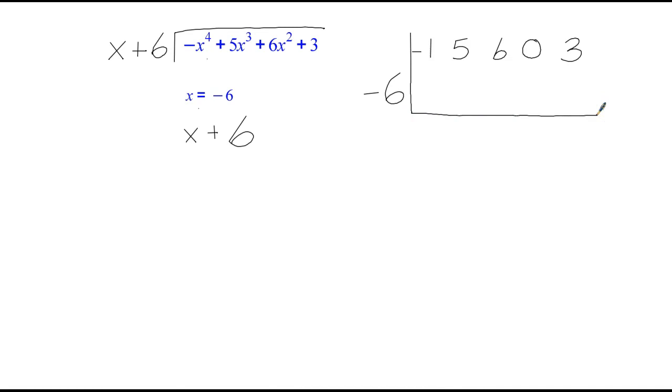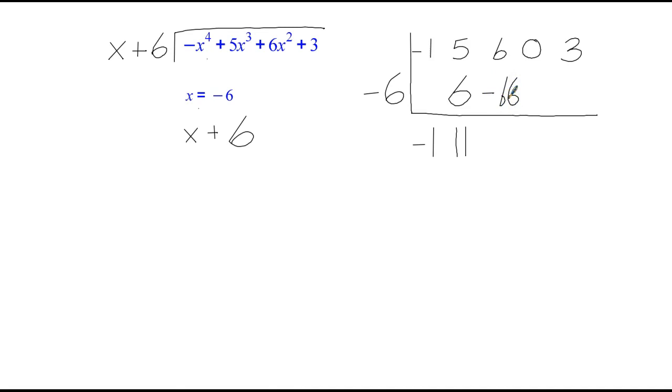First thing we do is we always pull the first coefficient straight down. Then we're going to multiply. We take negative 6 and multiply it by negative 1, and we get a positive 6, and that result goes underneath the 5. From there we add those two together: 5 plus 6 gives us 11. Then we multiply that by negative 6, which gives me negative 66.